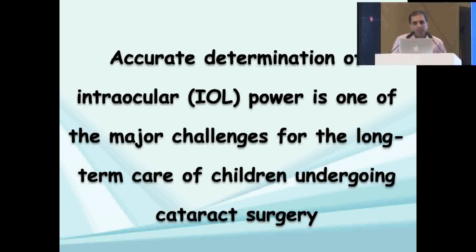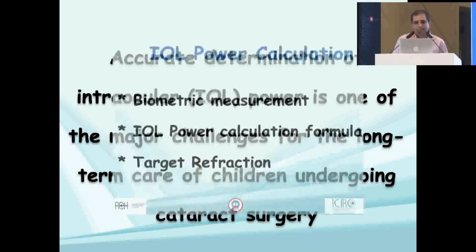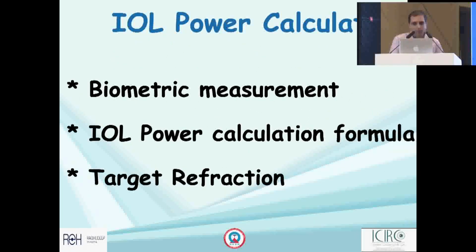I think accurate determination of the IOL power is one of the most challenging parts in children undergoing cataract surgery. Unlike in adults, where all of your pre-operative planning usually ends up being right in 8 or 9 out of 10 eyes, in children it behaves very, very differently. It's just not a small adult eye. It's an extremely different ball game altogether.